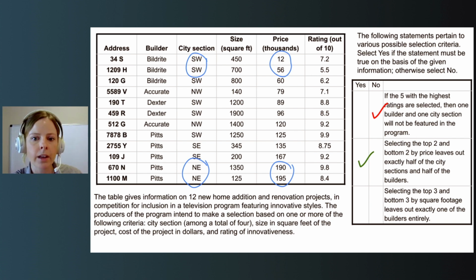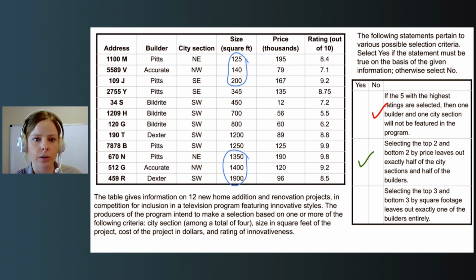And then finally, we have selecting the top 3 and bottom 3 by square footage leaves out exactly one of the builders entirely. Very similar question to what we just got, except now we are dealing with square footage. So we'll go ahead and sort by square footage, and we know that we care about those first 3 and the bottom 3 rows here. And we want to see whether that leaves out exactly one of the builders. So go over to the builder column and see who we've got.